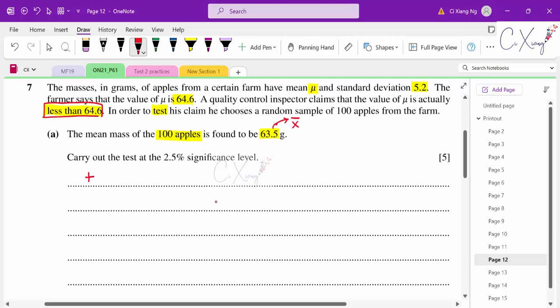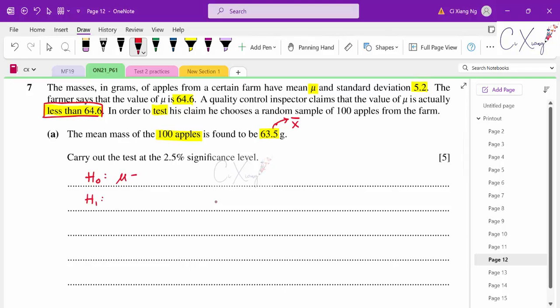First step, you have to form the null and the alternative hypothesis. For the null hypothesis, you want to test mu. You believe that mu is 64.6 gram. Then to carry out the test, you need the alternative hypothesis. The words "less than" are the keyword that helps us form it. It should be mu less than 64.6. So this is the first step.